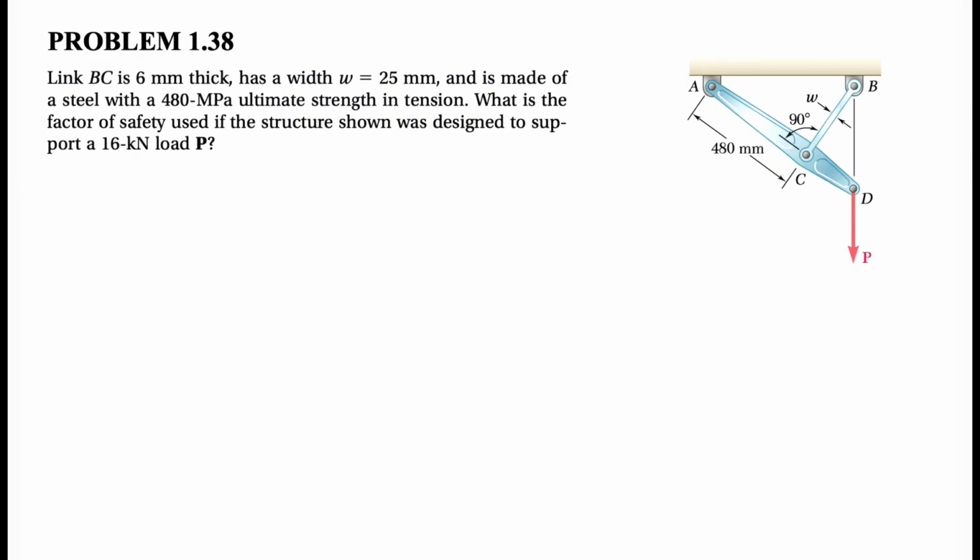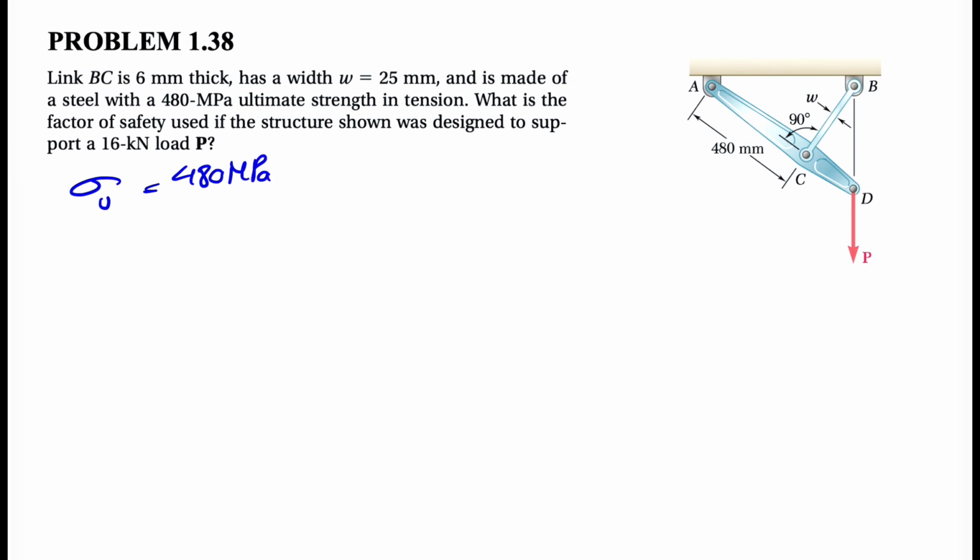We're going to be solving question 38 from the first chapter of the Johnston textbook, Mechanics of Materials. We have this link BC that is 6 mm thick and has a width of 25 mm and is made of steel with a 480 megapascal ultimate strength in tension. So we have the ultimate strength, 480 megapascal.